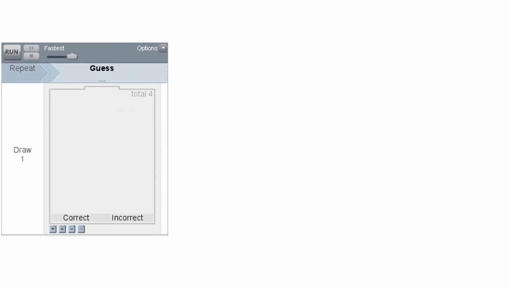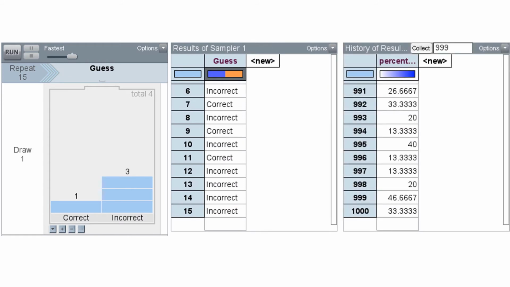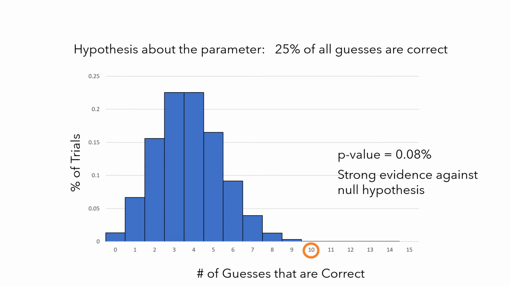For our model, we'd have 1 correct and 3 incorrect, and select 15 cards in each trial. Then we'd simulate a trial of 15 cards, and repeat that many times. And here is the resulting sampling distribution. Our observed statistic was 10 out of 15, so the p-value would be 0.08%. This is very strong evidence against our null hypothesis. So we would reject our hypothesis and conclude that Paul has ESP, or maybe just a marked deck of cards.